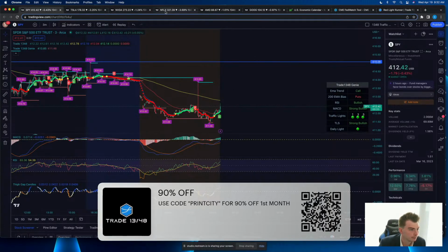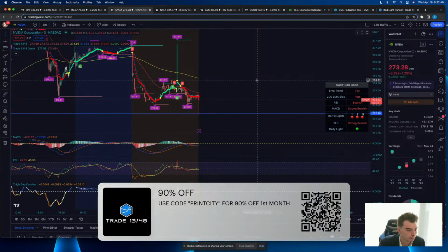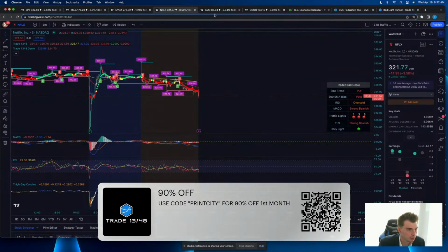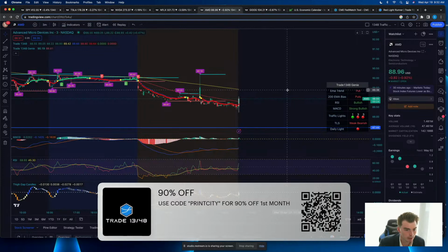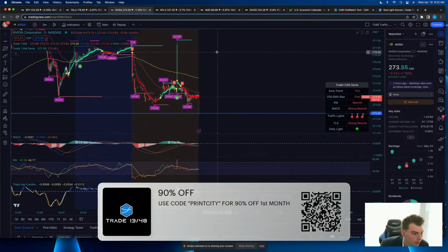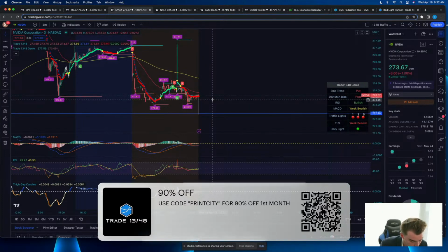Let's see. Don't like much here yet. AMD looks a bit interesting, though. AMD does look a bit interesting, more so than Nvidia does. I mean, not really. Look at that perfect bounce off the level that we drew out this morning in the pre-market. Perfect bounce. There you go.